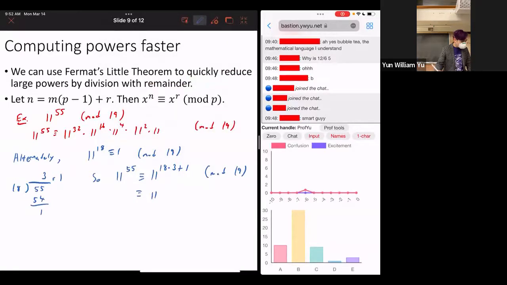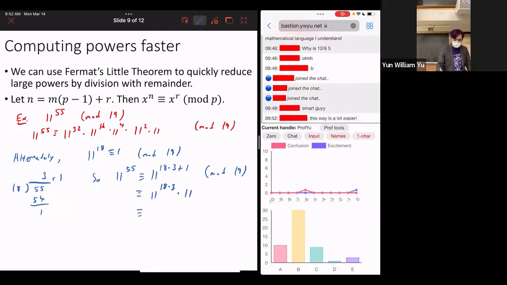11 to the 18 times 3 times 11, which is equivalent to, well, what's 11 to the 18? Well, 11 to the 18 is just 1. So it's equivalent to 1 cubed times 11, which is equivalent to 11 mod 19. Yes, this way is a lot easier.